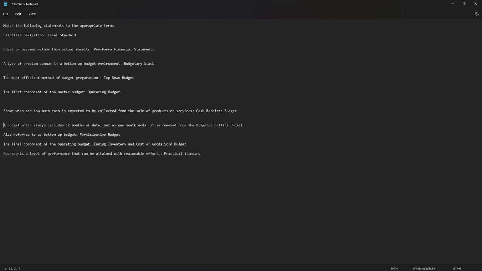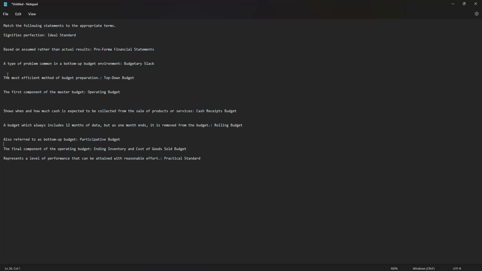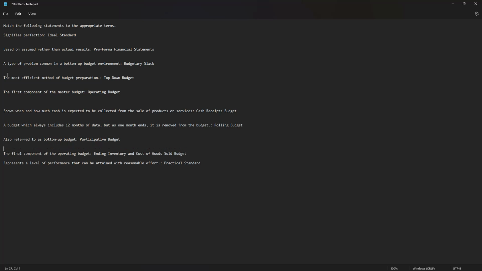shows when and how much cash is expected to be collected from the sale of product or services, a budget which always includes 12 months of data, but as 1 month's end it is removed from the budget, also referred to as the bottom-up budget, the final component of the operating budget, and represents a level of performance that can be attained with reasonable effort.